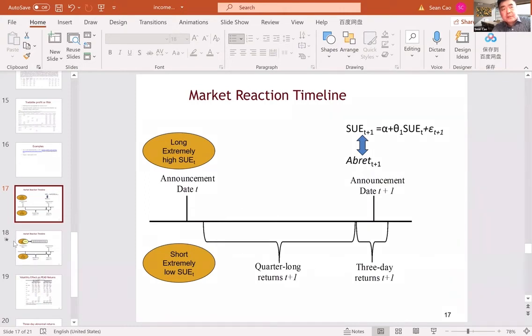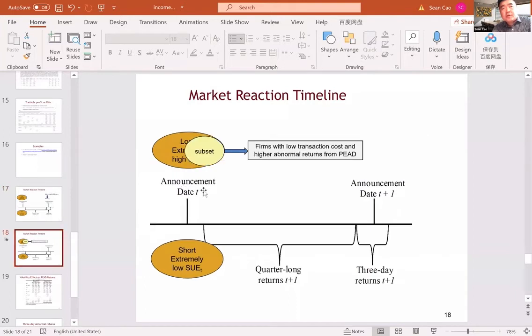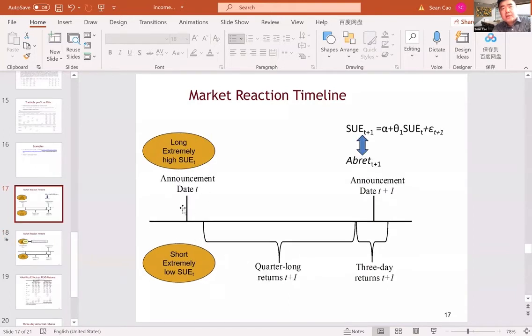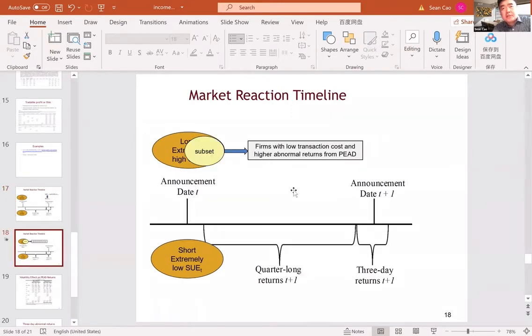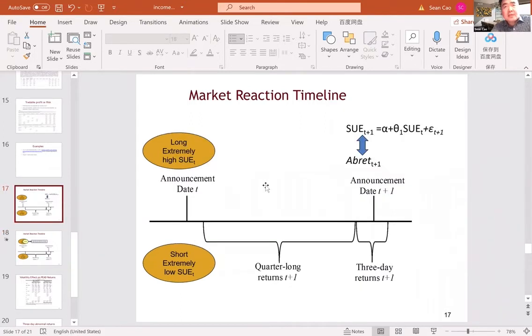Another thing is you have to make sure the profit is not just from the transaction cost. When you buy and sell stocks, there's a bid-ask spread that consumes a lot of trading cost. So you need to take care of the transaction cost. You want to see that stocks with low transaction cost can also generate profit.